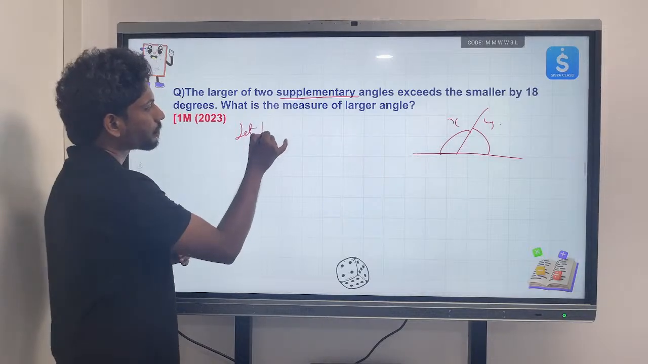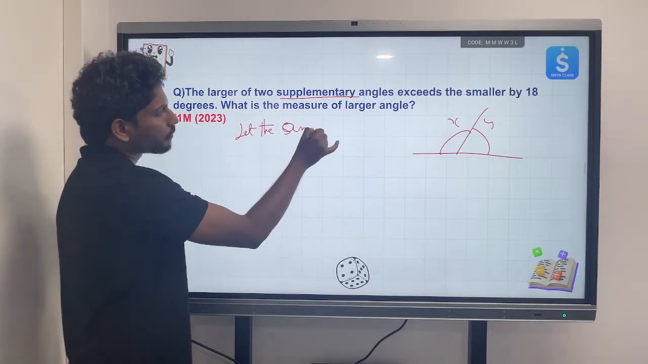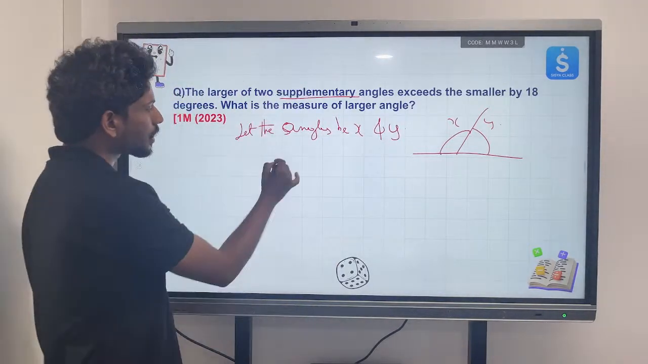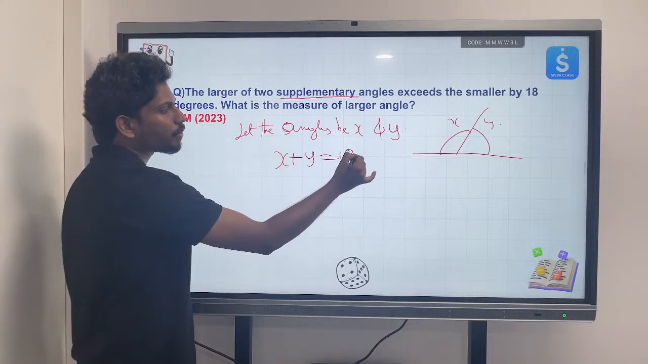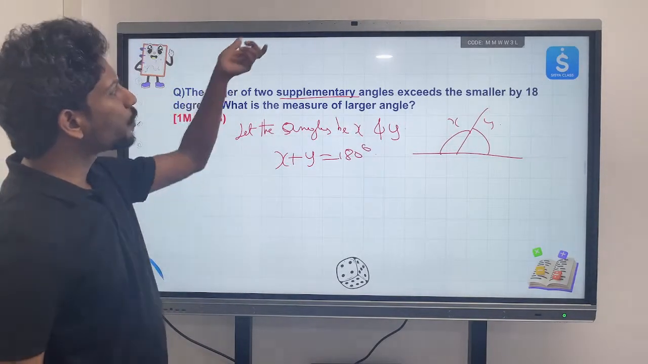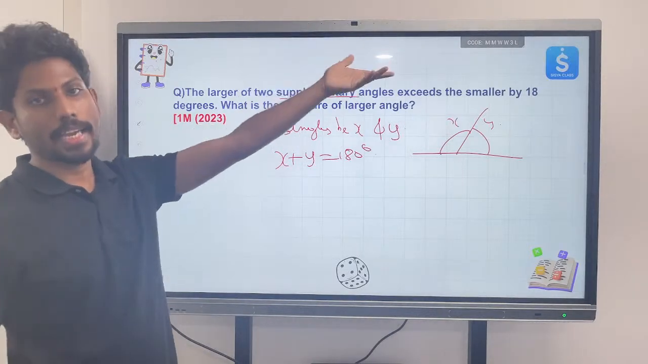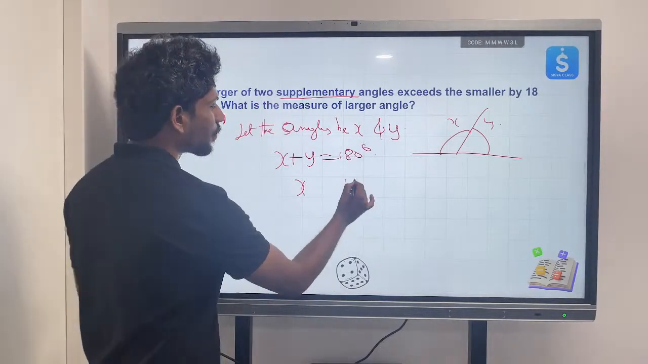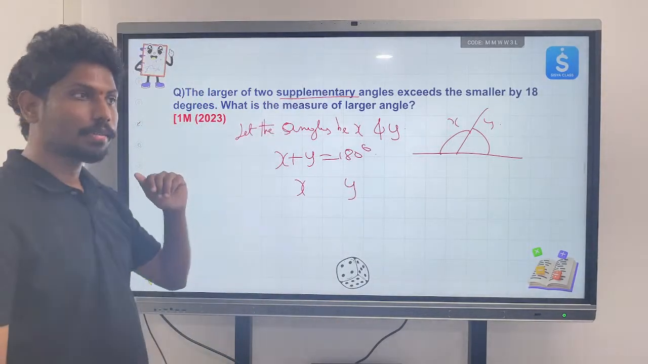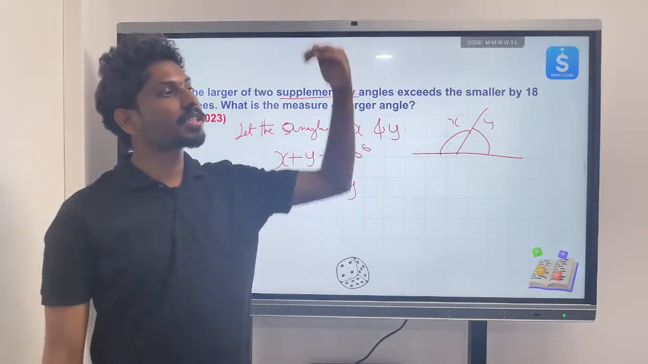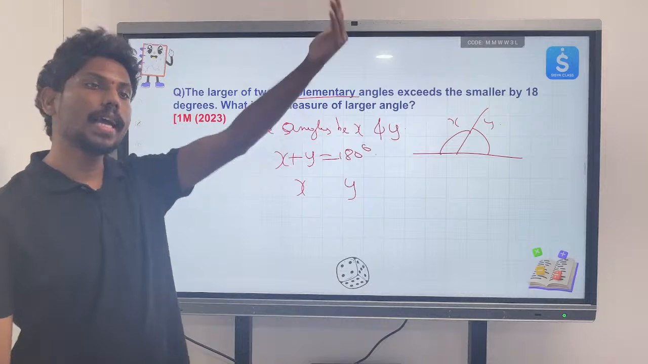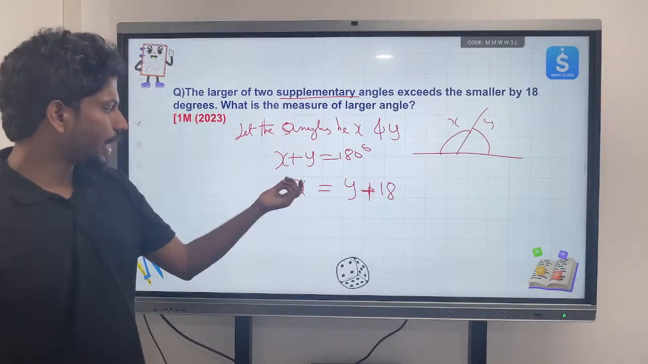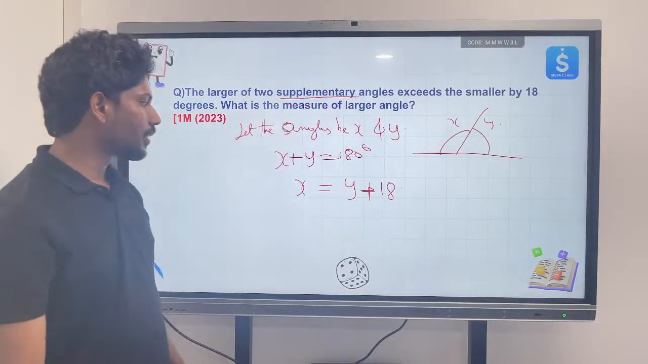So let the angles be x and y, right? Now he is saying it is a supplementary angle, so definitely the sum of angles should be equal to how much? 180. And he is saying the larger of two supplementary angles exceeds the smaller by 18. So suppose I have chosen the larger angle to be x, it exceeds the smaller, so the smaller angle is y, it exceeds the smaller by 18, meaning we need to go 18 steps forward from y in order to reach x, right? That is what it makes.